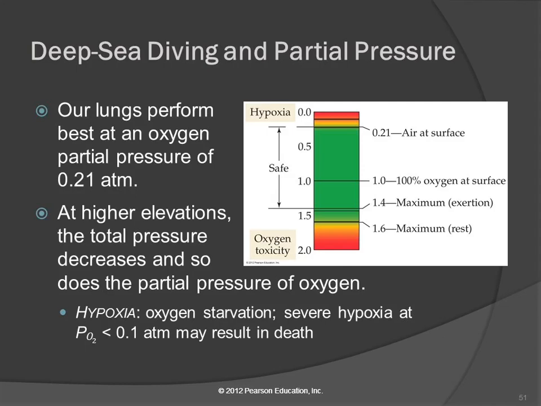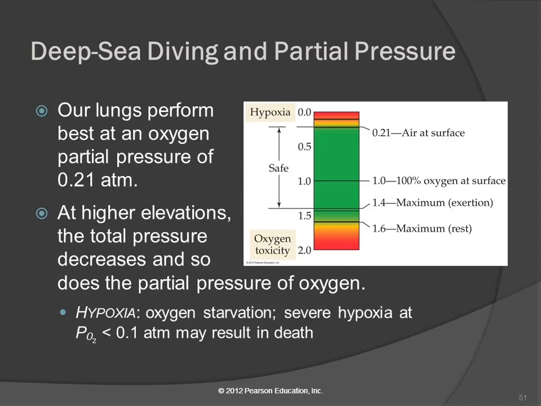There's less atmosphere up there. The atmospheric pressure is less than 1 atmosphere. And so the amount of oxygen that's available to you in that air is also less. And so that's why you get out of breath at higher elevations. The partial pressure of oxygen decreases. The composition of the air is the same. It's still 21% oxygen. But the total pressure is not 1 atmosphere. So at higher elevations, the total pressure decreases, and so does the partial pressure of the oxygen.